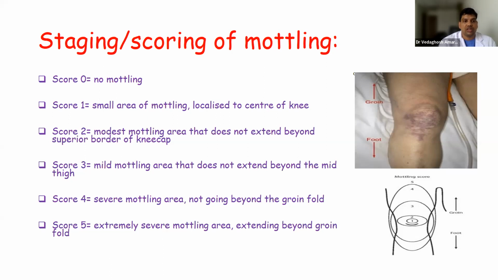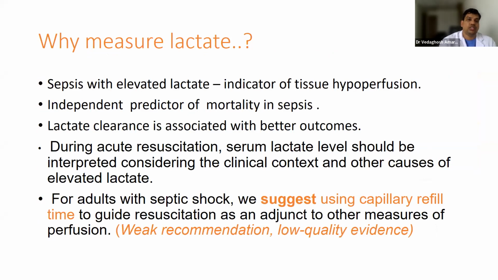So according to the severity, you can tell how severe hypoperfusion is. So this is one more score you can use in assessing hypoperfusion. And why do you measure lactate in a septic shock patient? Whenever there is a sepsis patient with elevated lactate, it is an indicator of tissue hypoperfusion or anaerobic metabolism going on. And it is an independent predictor of mortality in sepsis.